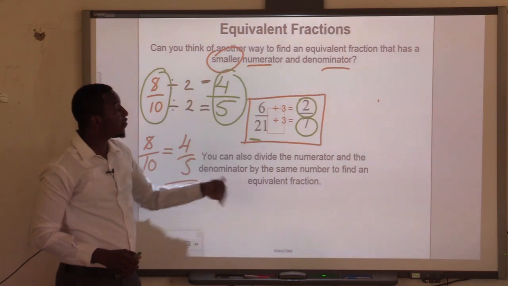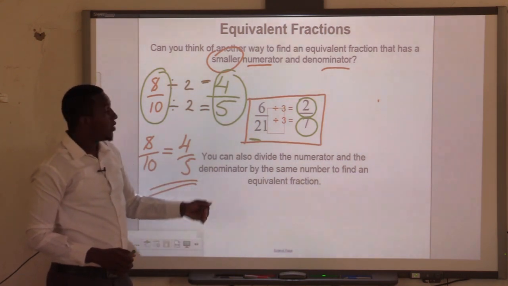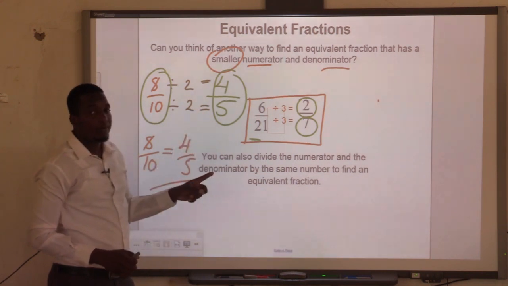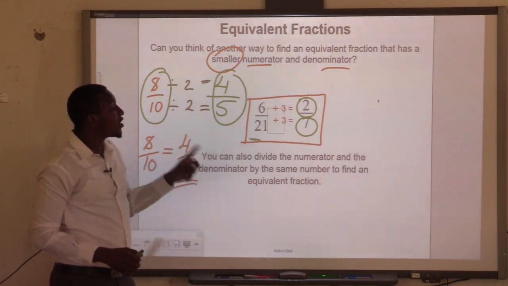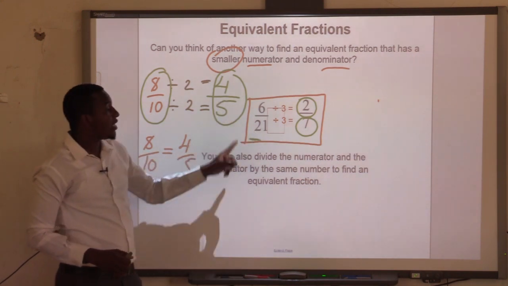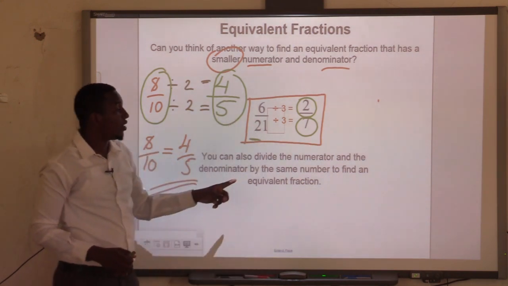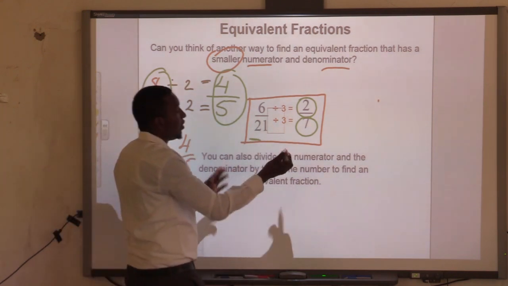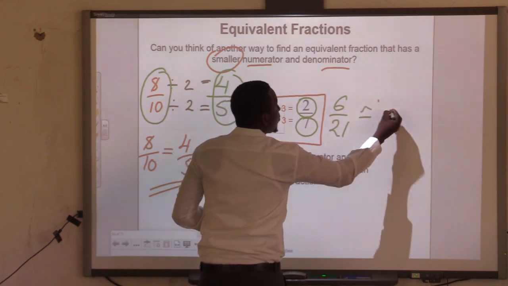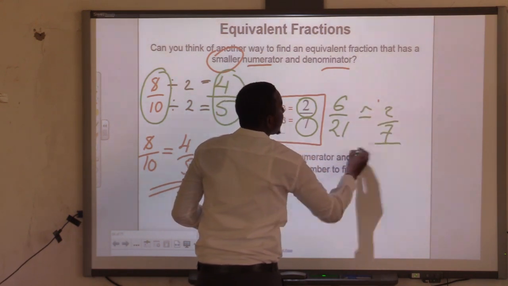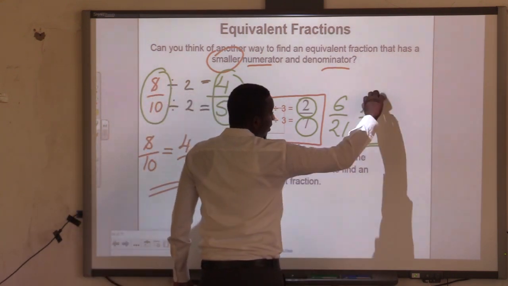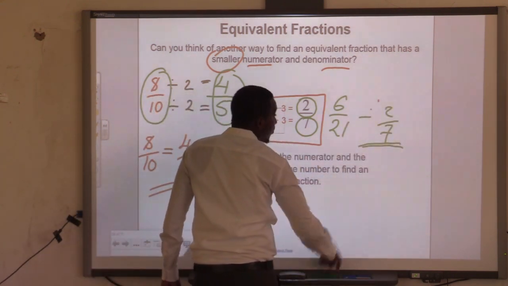We want to look for a fraction that is equivalent to 6 all over 21, and we equally want the fraction to be in such a way that the numerator of the fraction will be smaller than 6 and the denominator of the fraction will be smaller than 21, and consequently that's what we have here. We have 6 all over 21 is equivalent to 2 all over 7. So those two also are referred to as equivalent fractions.